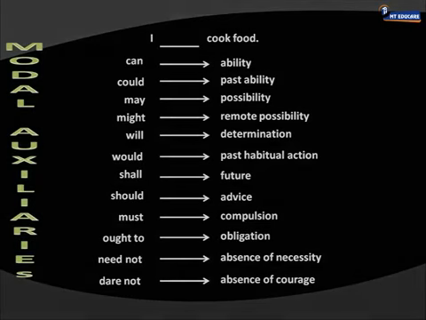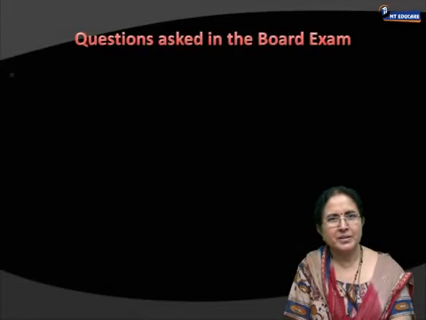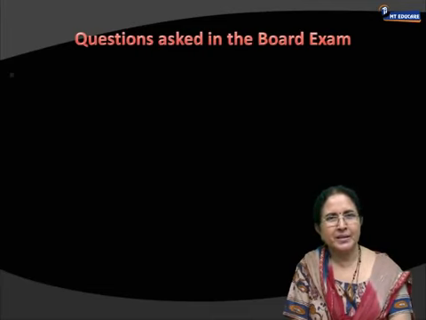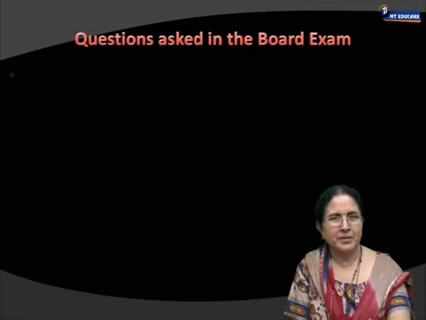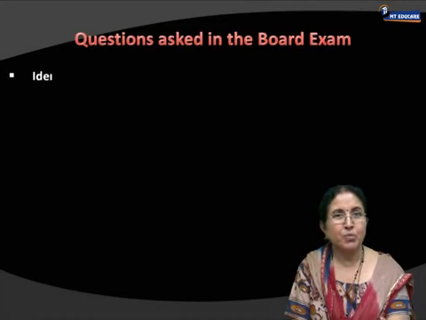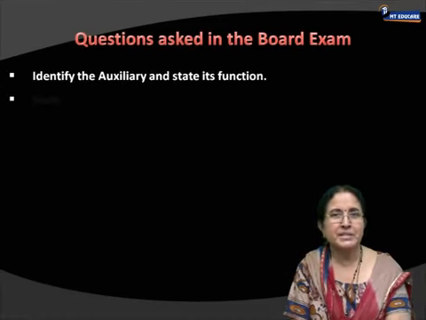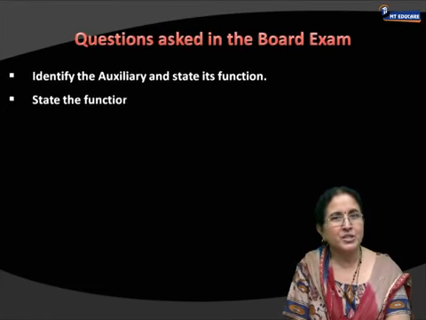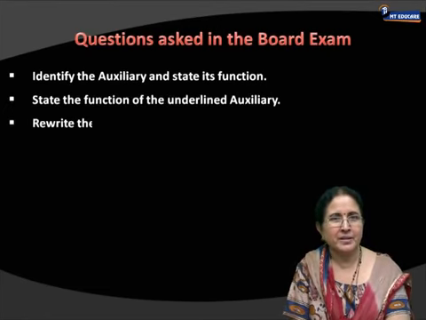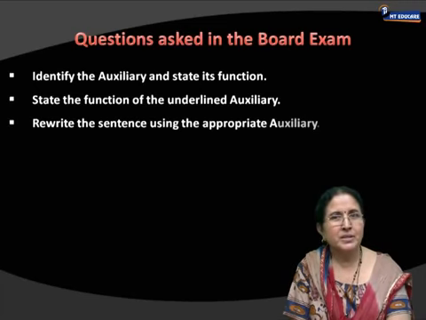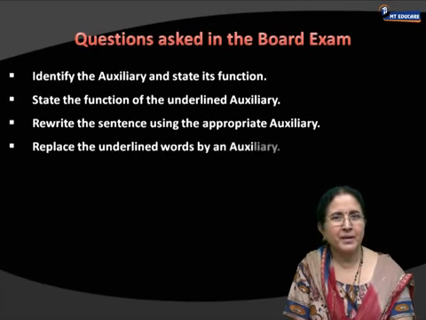Now, our problem is, what kind of questions can come in the board exam? These are the questions. They can give you a sentence and say, pick out or identify the auxiliary and state its function. Of course, they won't ask you about primary auxiliaries. They may ask you, but so far it hasn't come in the board exam. But let's take it as modal auxiliary. First: identify the auxiliary, state its function. Second: state the function of the underlined auxiliary. Third: rewrite the sentence using the appropriate auxiliary. Fourth: replace the underlined words by an auxiliary.